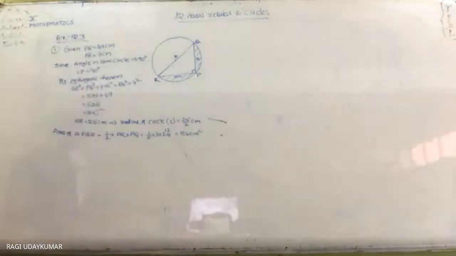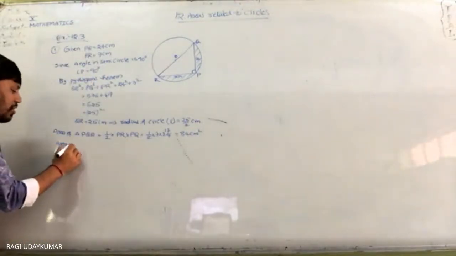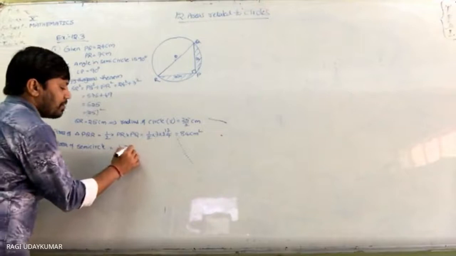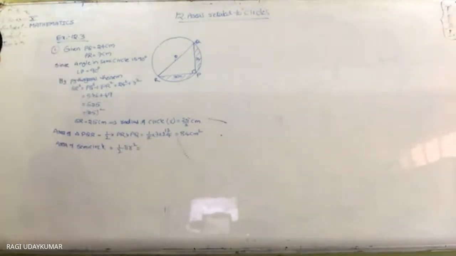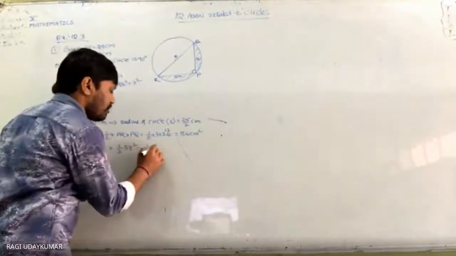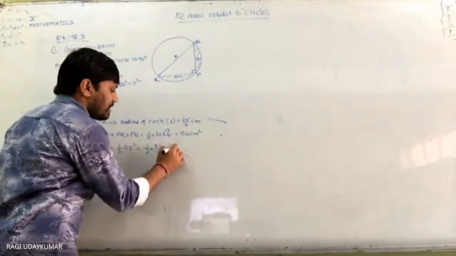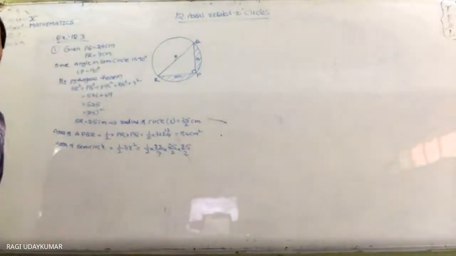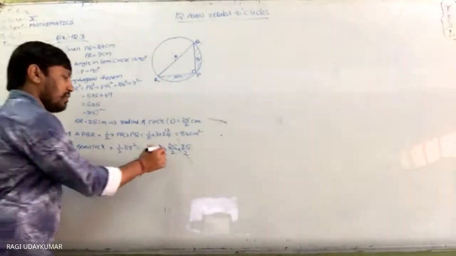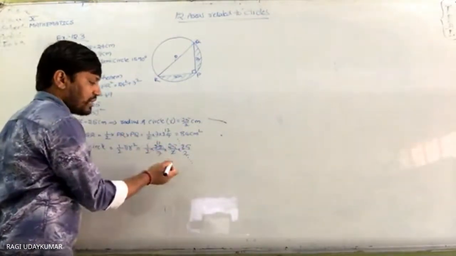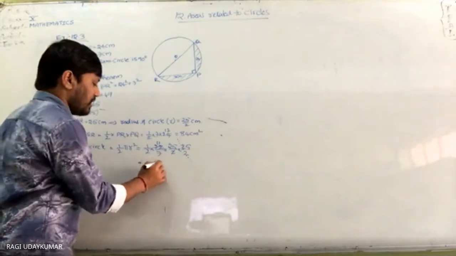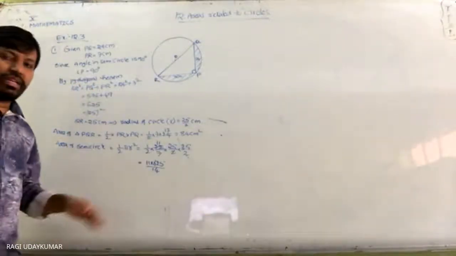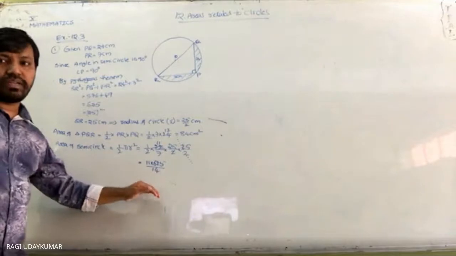Now what to do here? Area of the semicircle is equal to half pi r square. Until and unless mentioned, 22 by 7 is to be taken here. Half into pi value 22 by 7, and the radius is 25 by 2, and here also 25 by 2. Just simplify it: 2 elevens and 2 cancel, giving 11 into 625 by 7 into 4. Divide and find the value. I think it is a very easy part, just calculation.